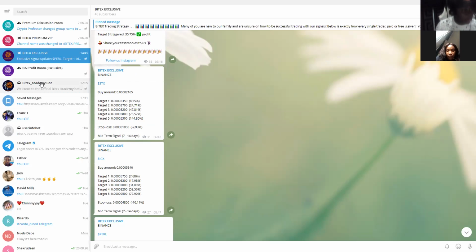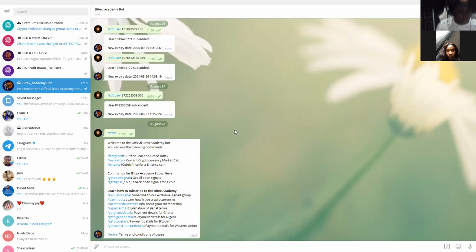Now this is our bot. This is our bot currently. This bot allows you to see the current price on the market, the price of coins in the market, the price of the coin that you are trying to buy, the information. Are you getting my point now? So let's say now I want to know the price of that coin in the market.